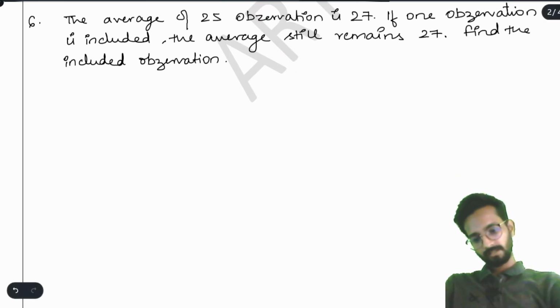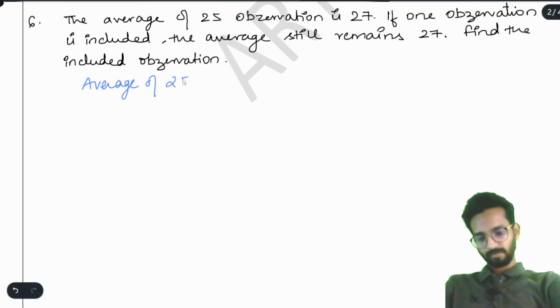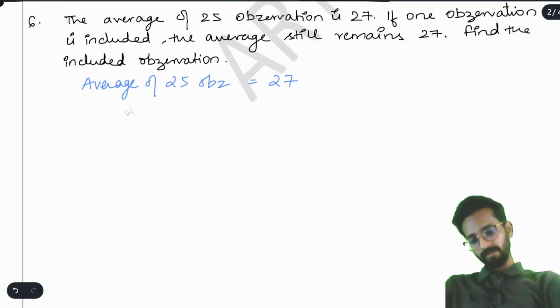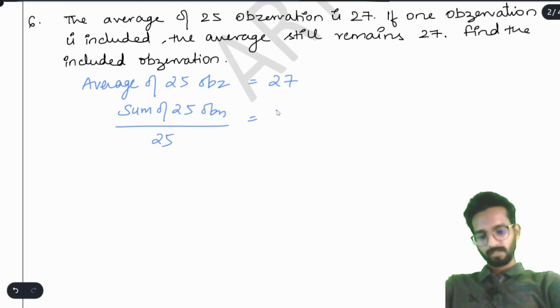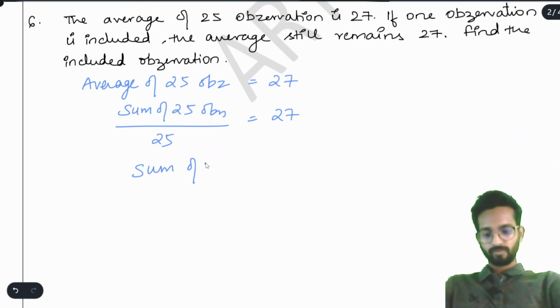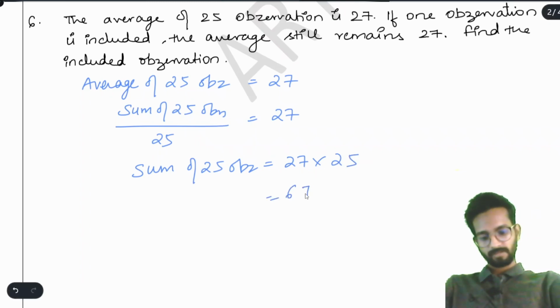Now understand, the average of 25 observations is 27. You can say average means what? Sum of 25 observations divided by 25 is 27. So I can say the sum of those 25 numbers is equal to 27 multiplied by 25. That is nothing but 625 and 50, 675.